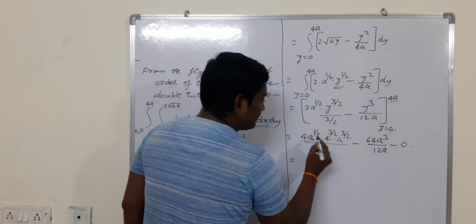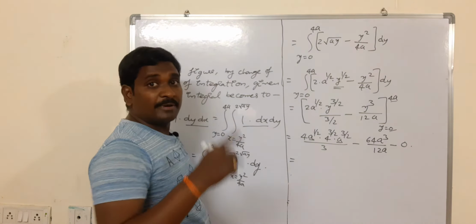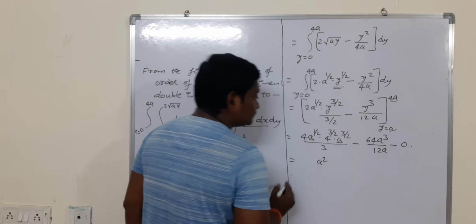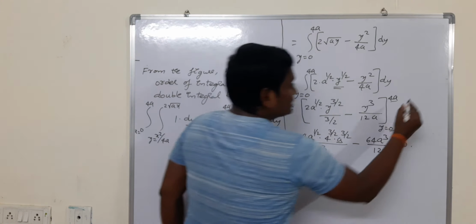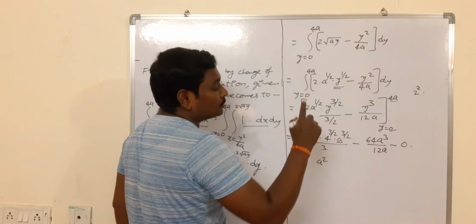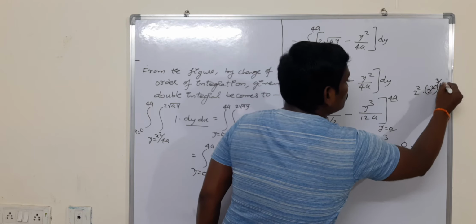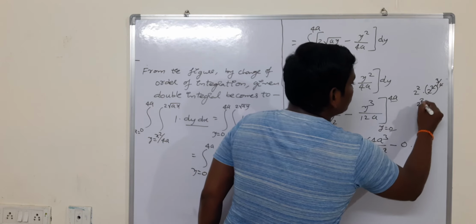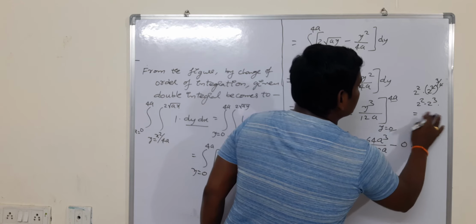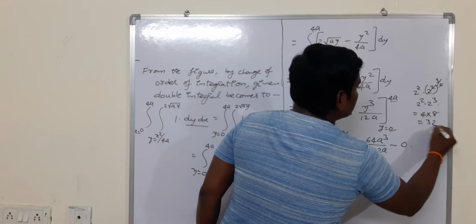Now what is a power 1 by 2 into a power 3 by 2? Bases are equal, that's why you can add the powers. 1 by 2 plus 3 by 2, 1 plus 3, 4 by 2. That's why you will get a square. Now 4 is nothing but 2 square. 4 power 3 by 2 can be written as 2 square whole power 3 by 2. So 2 is getting cancelled. So 2 square into 2 cube, which is 2 power 5. Otherwise 4 into 8, which is 32.